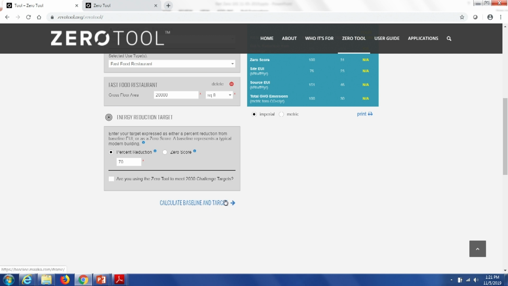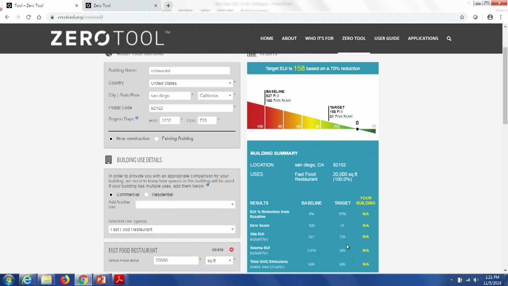And we're still saying we want a 70% reduction. So look at these numbers. The baseline back in 2003 was 527 kBTU, and they're saying to get a 70% reduction from that, you're going to be at 158 EUI. Do you think we're going to get enough solar panels on the roof of our fast food restaurant to offset that? Likely not.